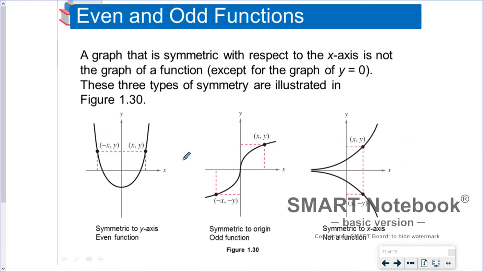All right, so these are just some examples here. This graph is symmetric about the y-axis, right? The y-axis right here. If you could pick this graph up, if this were on a sheet of paper and you wanted to fold it along here, it would match up perfectly. This is an example of symmetry about the origin. For any point x comma y, we also have the point -x comma -y.